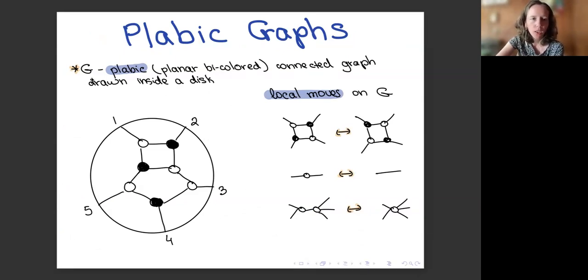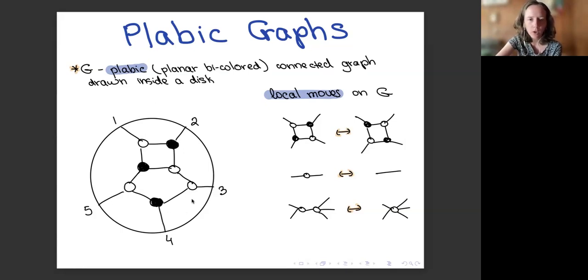All right, so G is going to denote a plabic graph. Plabic is just a short term that people use, which stands for planar and bicolored. So planar, there are no crossings of the edges. Bicolored means that my vertices are colored in two colors, and these will be white or black. I want my graph to be connected, and I want it to be drawn inside the disk. So this is kind of my black and white graph.